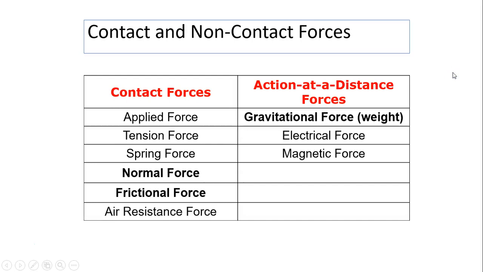Here are examples of contact force and action at a distance force. Basically, action at a distance forces, we have gravitational force you're familiar with. The other one you're probably familiar with is magnetic force. When you put the two magnets next to each other, you could feel the force. Either they repel or they attract, even without touching. The other forces like applied force, tension force, spring force, normal force, frictional force, or air resistance force, those are all contact forces. We're going to go through some of the forces in detail.